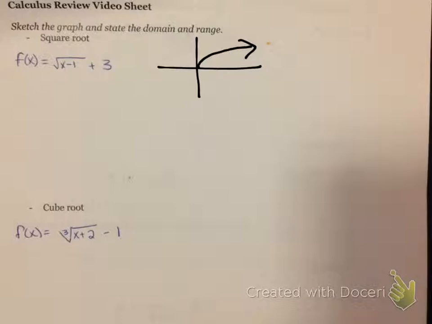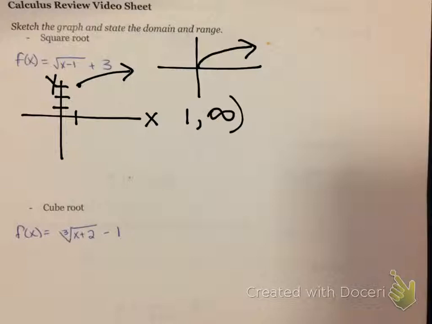So just as a reminder, square root of x minus 1 would move the graph over 1 to the right, plus 3 would move up 3, and I would still have the same shape. My domain would start at 1 and go to infinity. Remember interval notation. And my range would start at 3 and go to infinity. And that's how I would write domain and range for the problem.